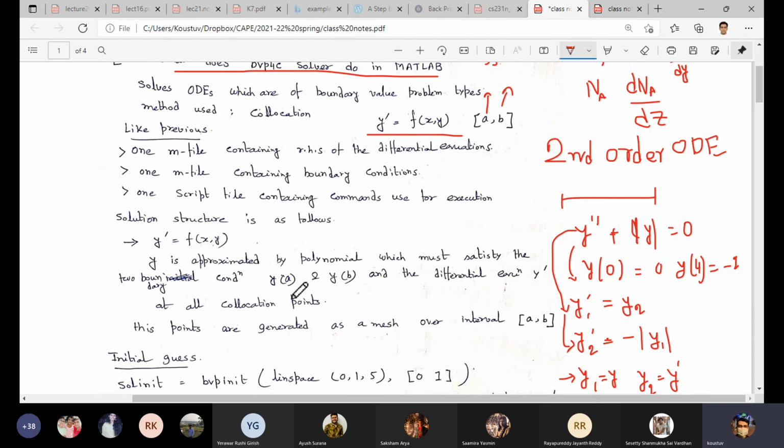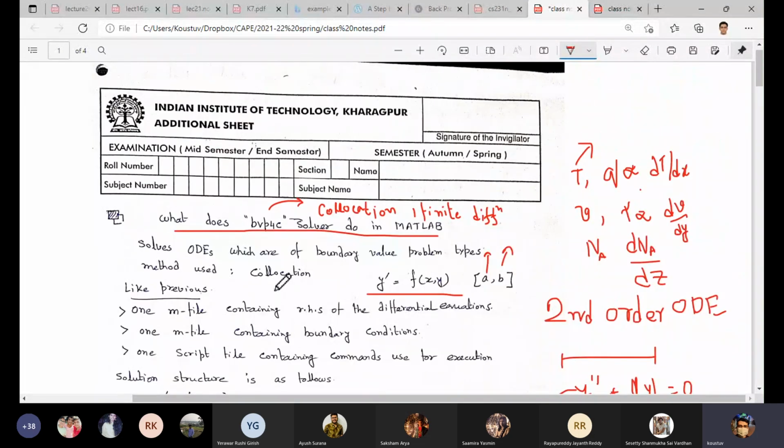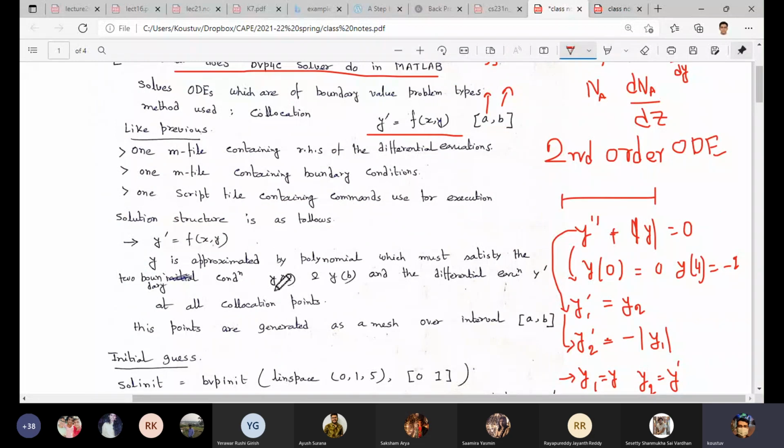So what we wanted to emphasize is the technique that we are going to use, and in general what we come across in transport problems, let's say steady state heat transfer across a slab, or diffusion across a slab, or diffusion reaction across a slab.